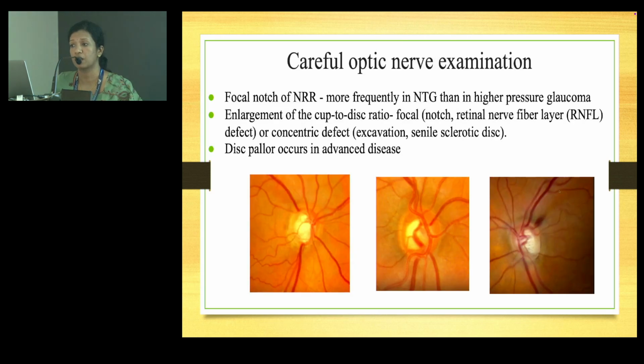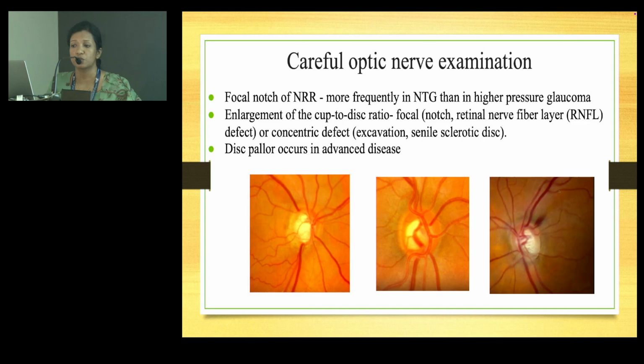Then careful optic nerve examination should be done. More frequently, you can get a focal notch of neuroretinal rim than you find in the higher pressure glaucomas. Other glaucoma findings are also found, like enlargement of the cup to disc ratio, which can be focal notch, retinal nerve fiber layer defects, or concentric defects like excavation or senile sclerotic disc. Disc pallor occurs in advanced disease.